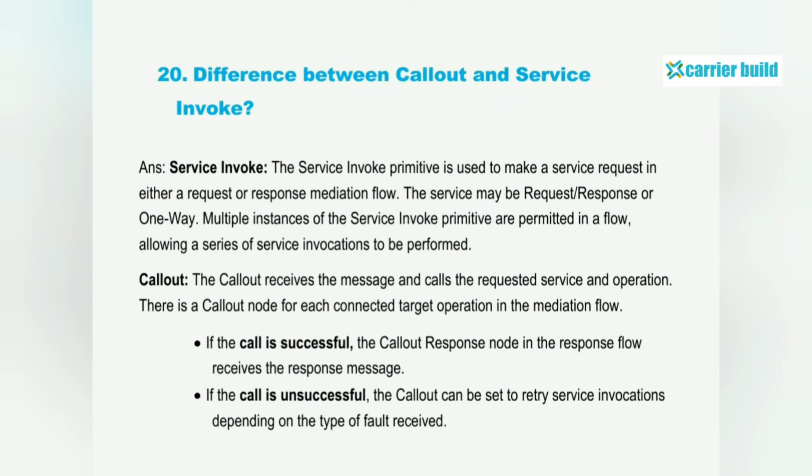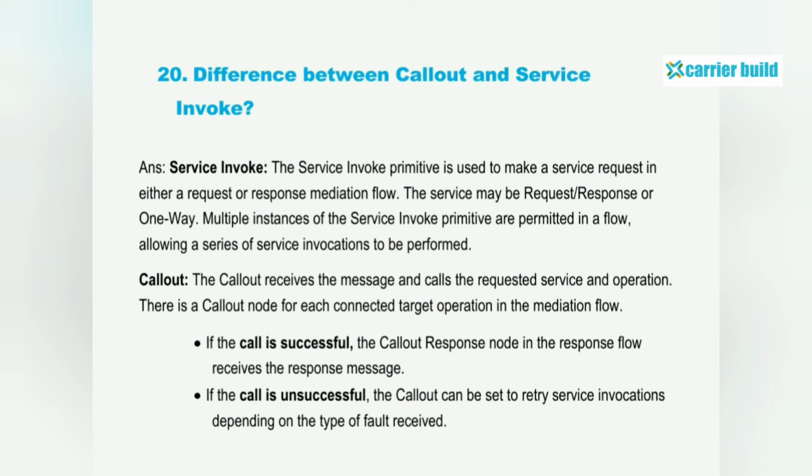Next question. Difference between callout and service invoke. The service invoke primitive is used to make a service request in either a request or response mediation flow. The service may be request-response or one-way.